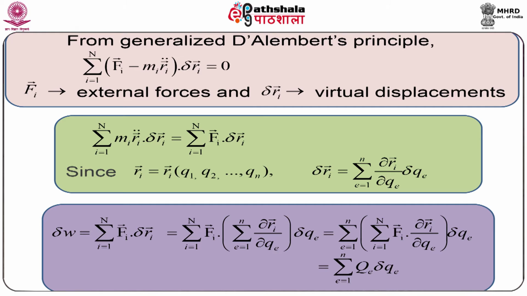Since Ri vector depends on the generalized coordinates q1, q2 up to qn, we can calculate delta Ri vector, which is the virtual displacement vector. Delta Ri vector is given by summation over k of del Ri vector by del qk times delta qk, since Ri vector is a function of the generalized coordinates qk.